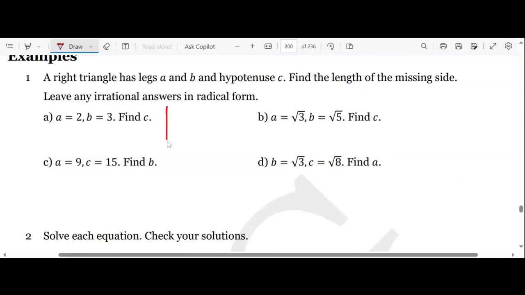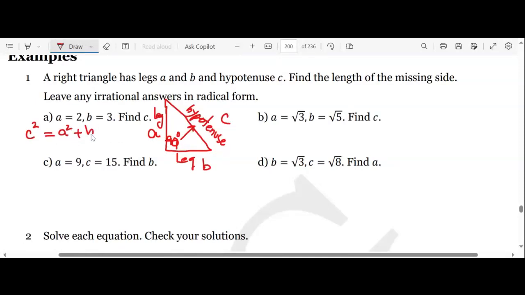Okay, here it is giving you a triangle. It's a right triangle. Why? Because it's 90 degrees. So what's in front of the 90 degrees? What is called the hypotenuse, right? And where are the legs? On the left side and the right side. He said this is A, this is B, and this is C. How much is A? 2. So the formula is C squared equals A squared plus B squared.